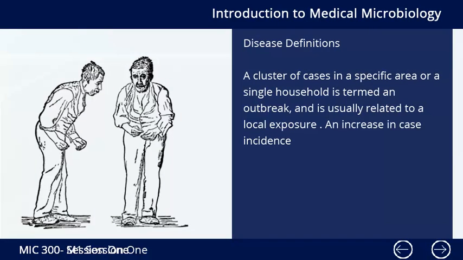Disease definition. A cluster of cases in a specific area or a single household is termed an outbreak and is usually related to a local exposure. An increase in case incidence over a larger region, perhaps an entire state or country, is described as an epidemic.